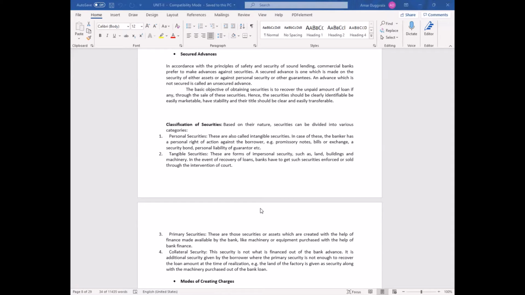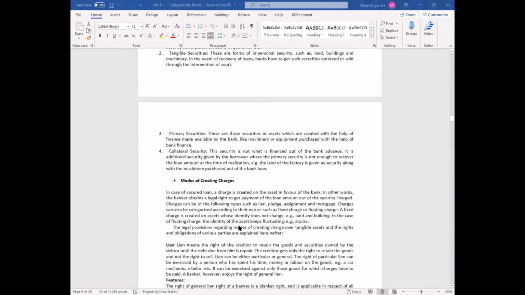Because when you are getting 10 crores plus interest amount of advance from the bank, obviously the security amount should be equivalent. So that is what collateral security is. Basically, if the primary security is not able to cover the value of the advance given by the bank, then the collateral would cover that remaining portion. That's what collateral security is.